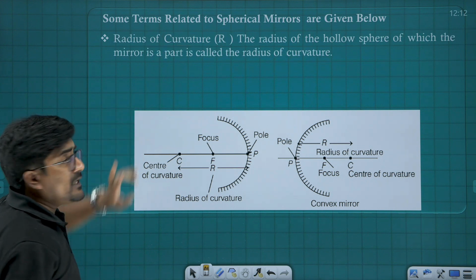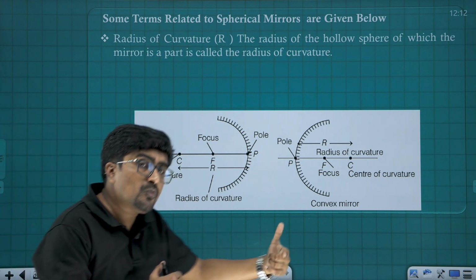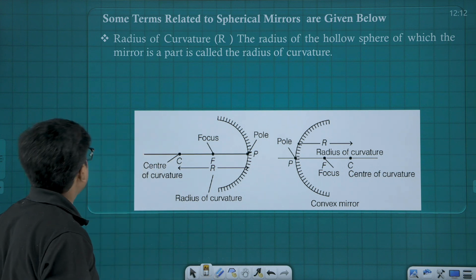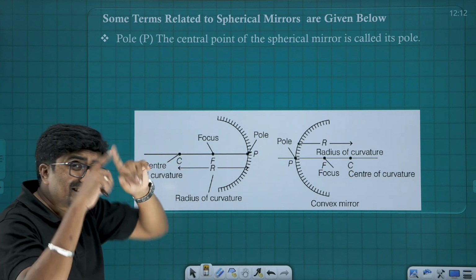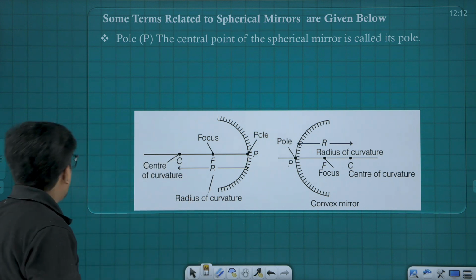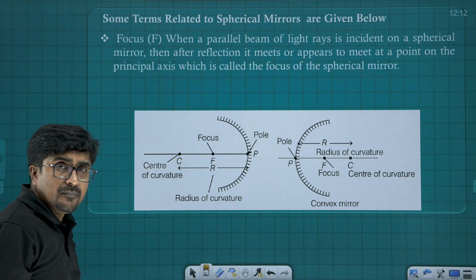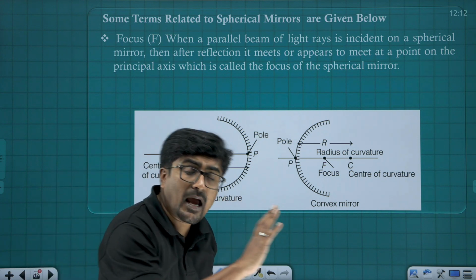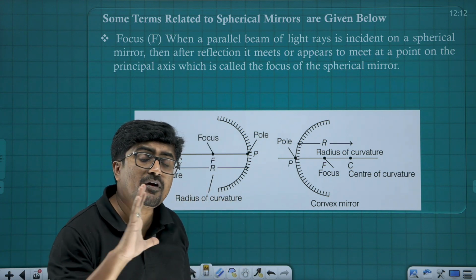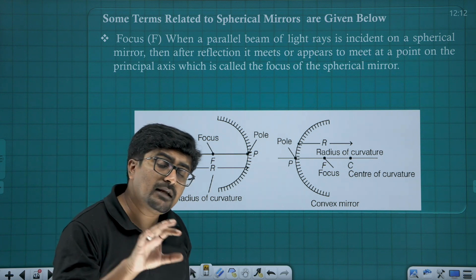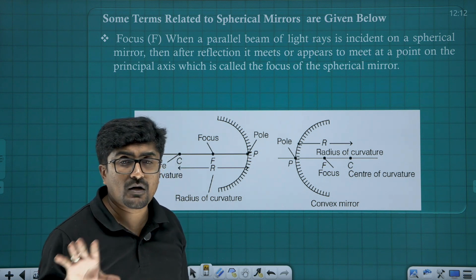The next term is radius of curvature. I just told you about one sphere, and the radius of that sphere is known as the radius of curvature. Next is the pole, the exact center of the reflecting surface. Next is focus. If we have light coming from infinity and moving parallel to the principal axis, you might be wondering what the principal axis is. The line that joins the focus and pole is known as the principal axis.